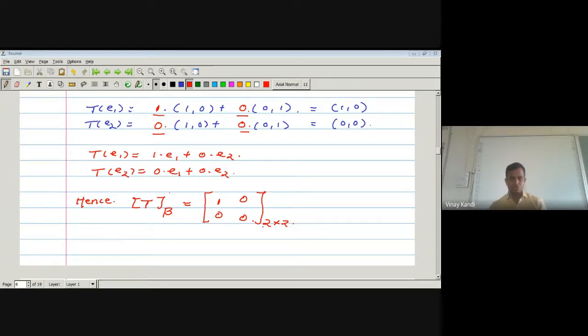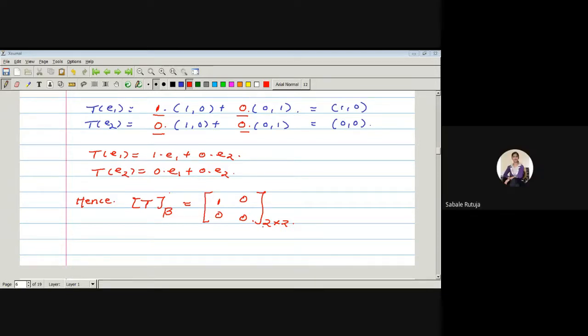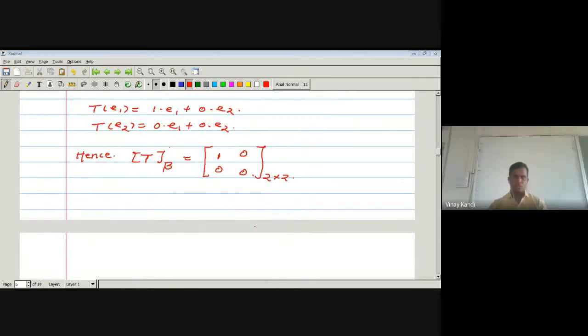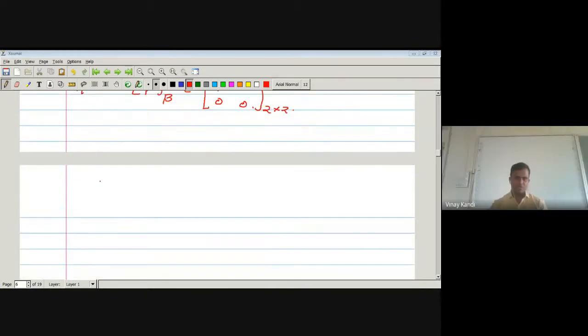Any doubt? No, sir. Okay, now apply this matrix on this vector. For E1, T of E1, what will it be? This is (1, 0), (0, 0).